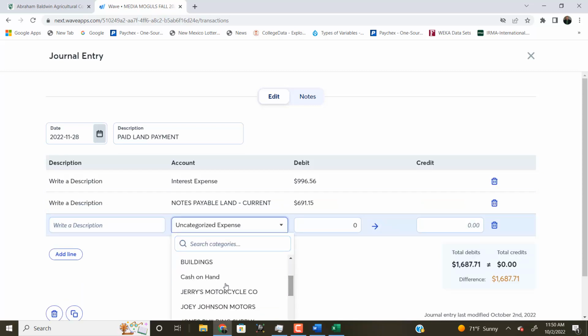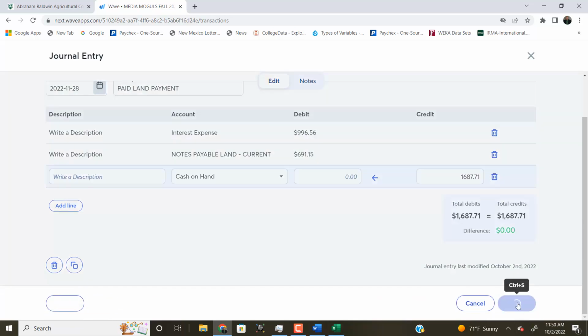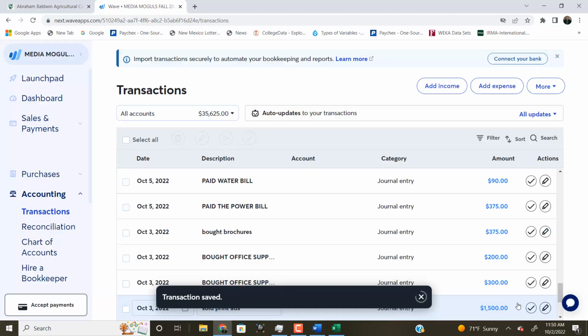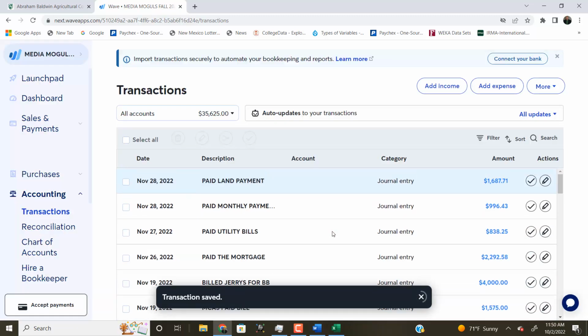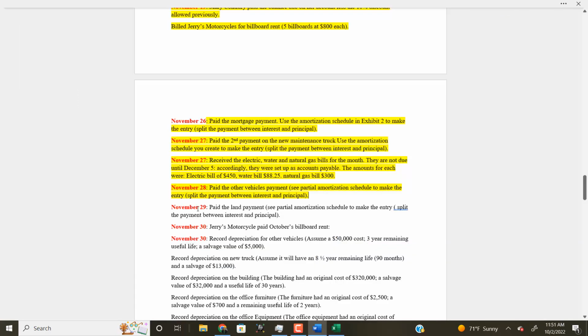Pull down cash on hand. Over here, 1687.71, and save it. All right. Now, it was actually on the 29th. I put it in as the 28th. It's not going to affect anything in this situation. Otherwise, I'd have gone back and changed it.